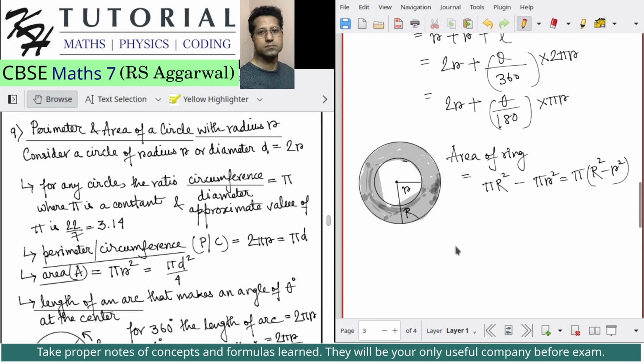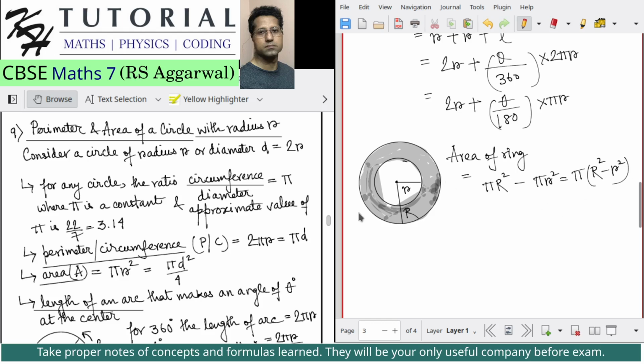Next was a ring. How do we find the area of a ring? A ring is composed of two circles, an outer circle and an inner circle. If the outer circle has a radius capital R and the inner circle has a radius small r, then the area of the ring is pi into (capital R square minus small r square).